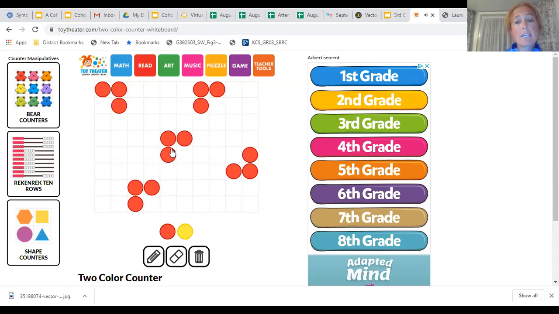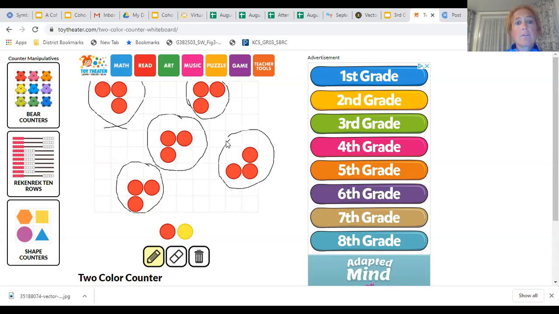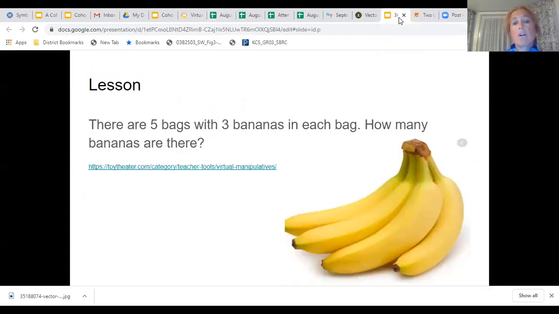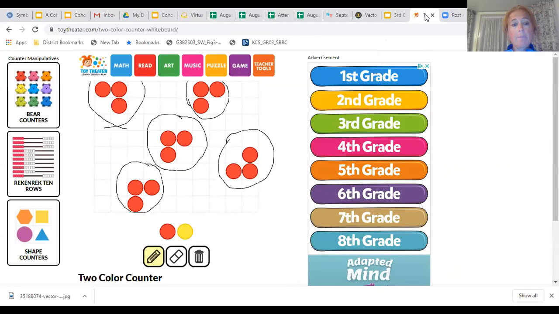Okay, so does everybody see? We have 1 group here. We have 1 group here. We have another one here, another group here, and another group here. So we have 5 groups of 3, which is what our problem told us we needed, okay? So each of these bags, signified by the circles, the big circles, has 3 bananas in it, and the bananas are these little counters. All right, so let's start with our repeated addition sentence or equation.